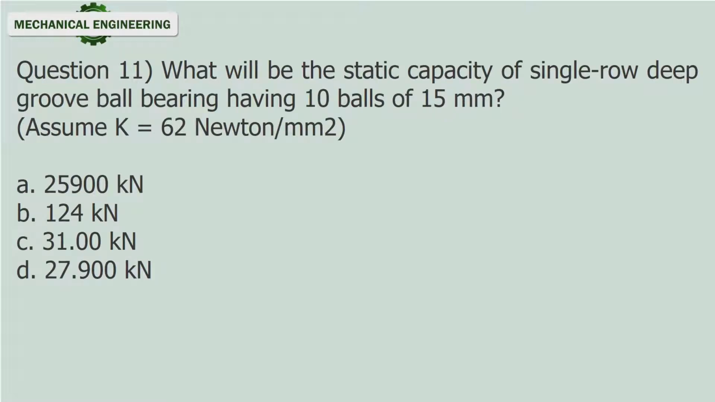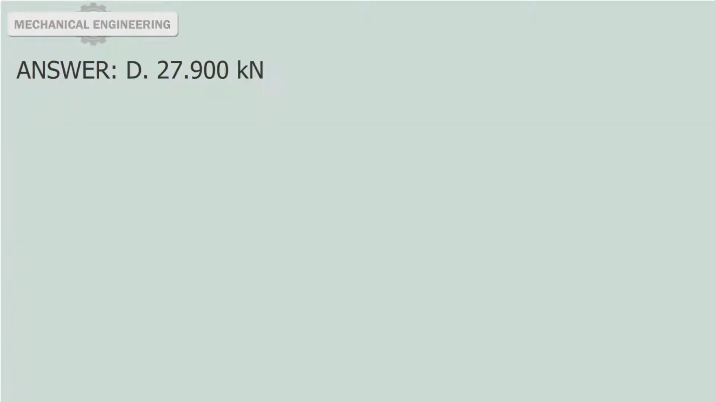Question 11. What will be the static capacity of single-row deep groove ball bearing having 10 balls of 15 mm? Assume K equals 62 N per mm squared. A. 25.900 kN. B. 124 kN. C. 31.00 kN. D. 27.900 kN. Answer: D. 27.900 kN.